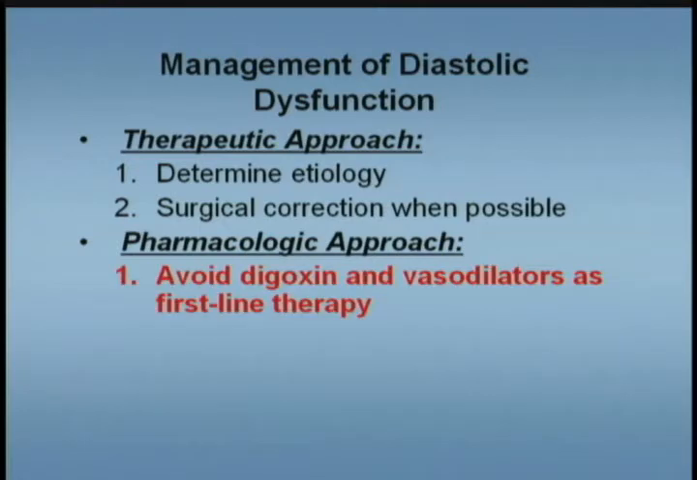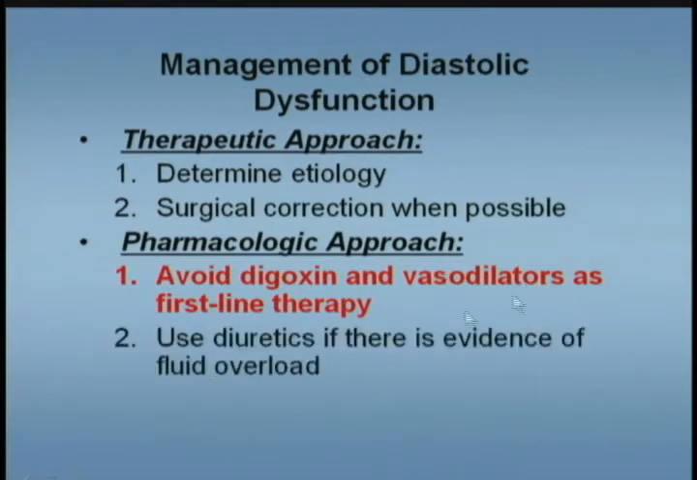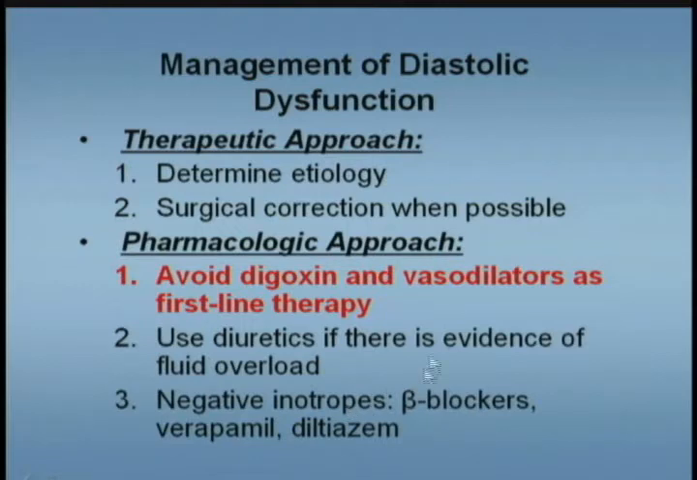Diastolic dysfunction, if the ejection fraction is normal, don't give digoxin. If the ejection fraction is normal or high, don't give ACE inhibitors or ARBs. In diastolic dysfunction, we use diuretics and beta blockers. Diuretics and beta blockers are the number one therapy.